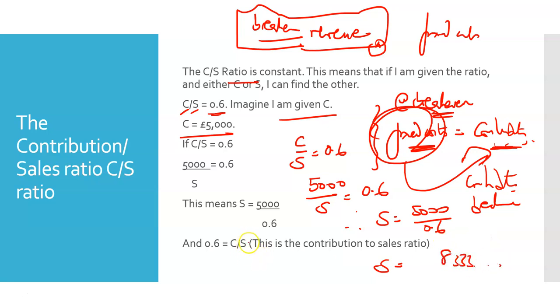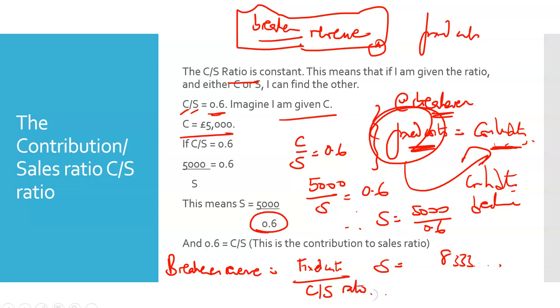But the key point here is that I'm not even trying to find the answer in this case. I'm just trying to prove a formula. S is equal to 5,000 divided by 0.6, but we know that 0.6 is the C over S ratio, because we're given it. So you'll see a lot of textbooks giving you a formula that break-even revenue is equal to fixed costs divided by the C over S ratio. But in effect, it's not a formula, really. Again, I keep wanting to throw out the word formula.